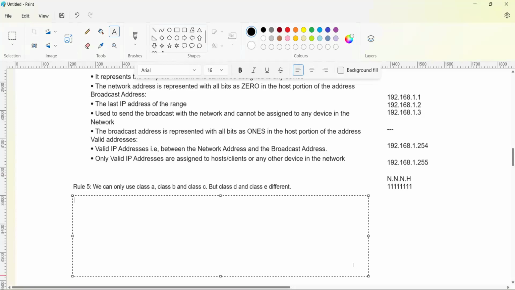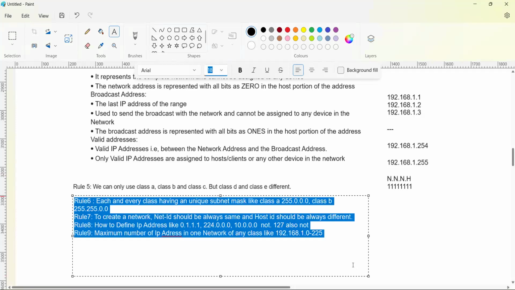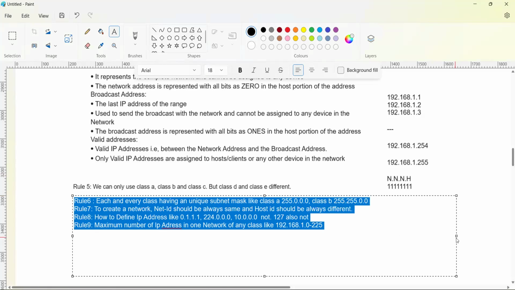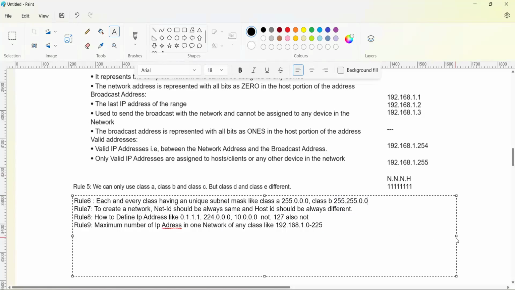Every class has a unique subnet mask, like class A has 255.0.0.0 and class B has 255.255.0.0, and class C has the subnet mask 255.255.255.0. This is the class C subnet mask.